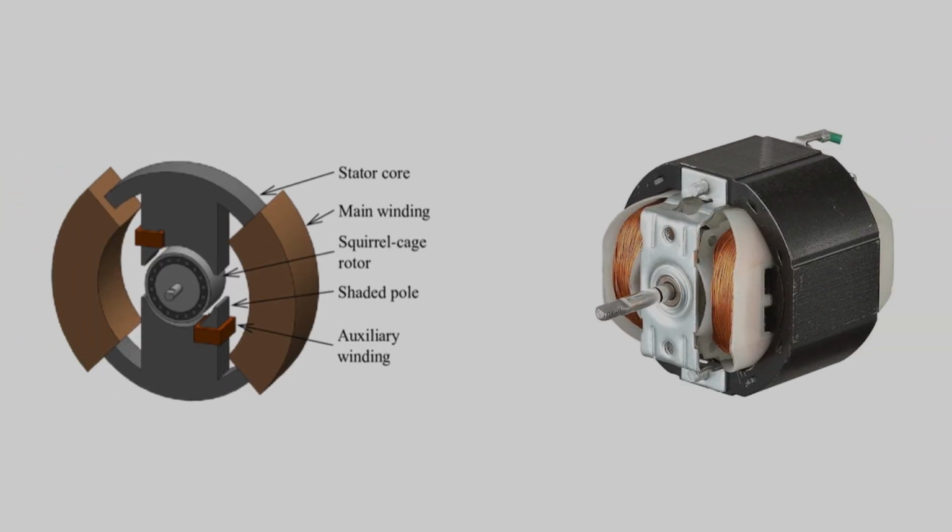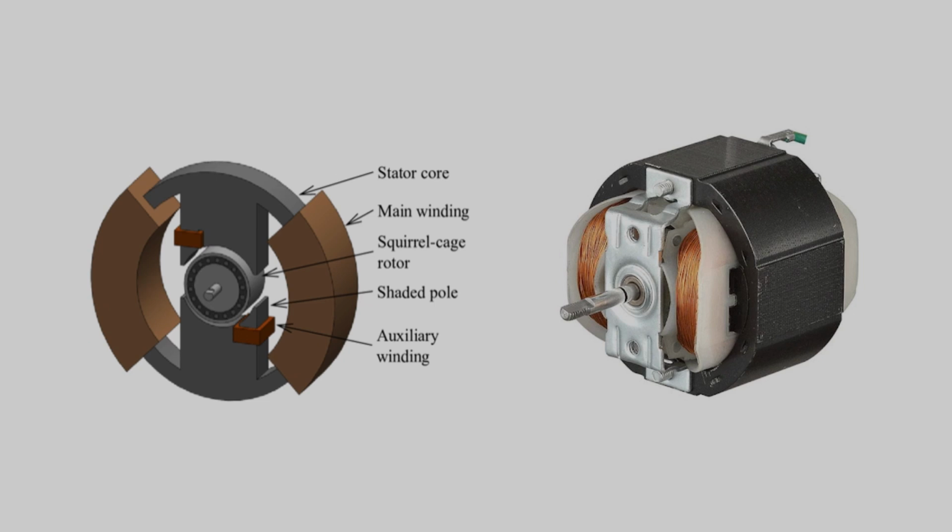The figure shows the different parts of the shaded pole motor along with the actual picture of the shaded pole type of induction motor. We can see a copper ring in the pole faces connected in an alternate fashion, which acts as a secondary for the main winding.